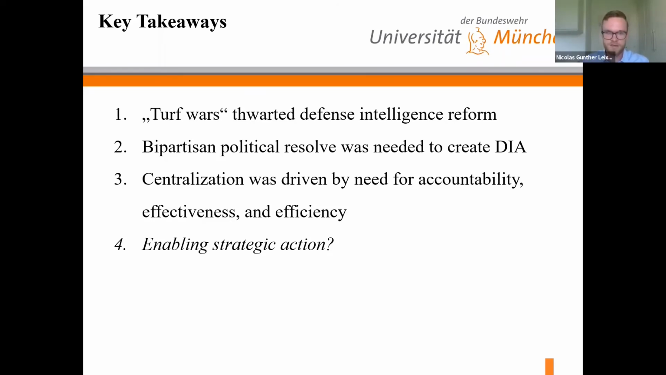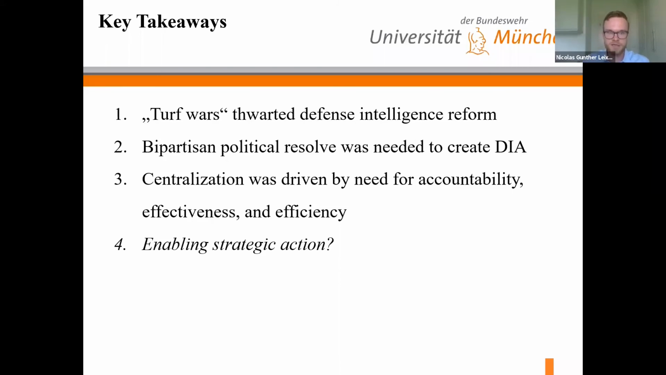And I think this was really exacerbated by the fierce opposition of the military stakeholders against any idea of centralizing DI activities, because they acted from the turf war perspective, and centralization for them meant taking it away, be it budget, be it capabilities, and so on. So this alone is a key testament to the intricate nature of political military intelligence relations.